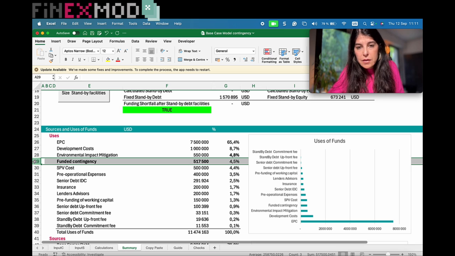for different reasons: flexibility, transparency, and also for monitoring purposes later on. Once you get into construction, you need to separate the funded contingency account from the other costs so that you can monitor how much of this contingency provision you have used and how much remains.